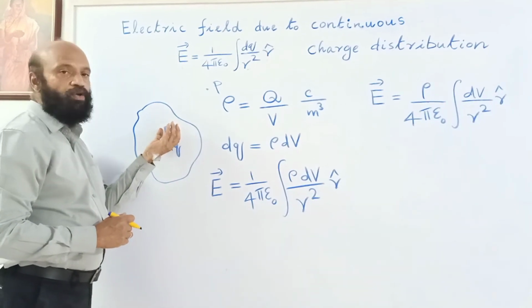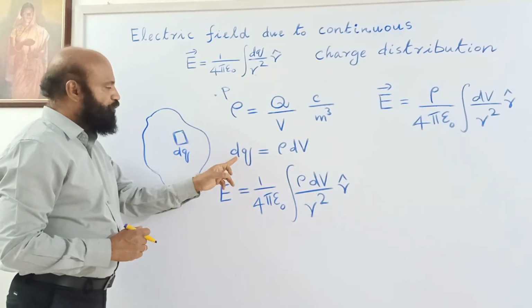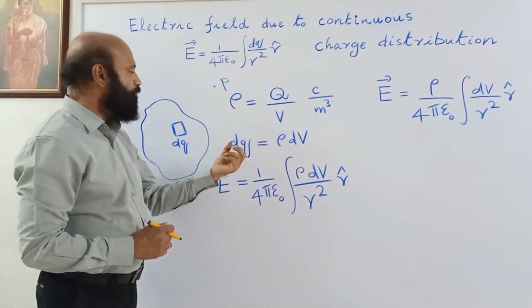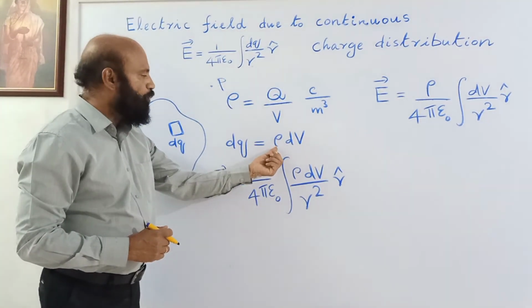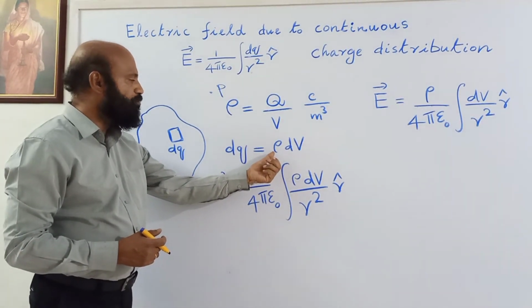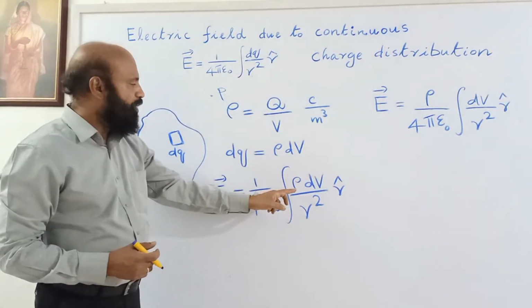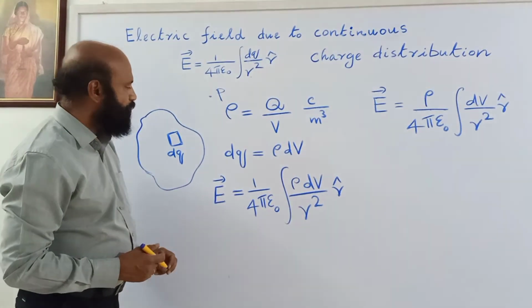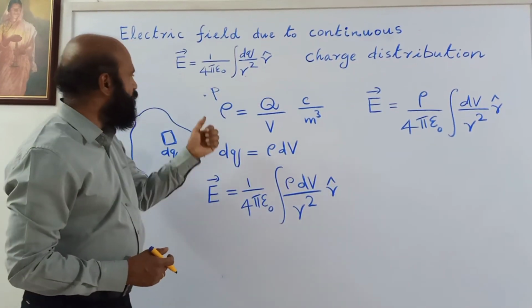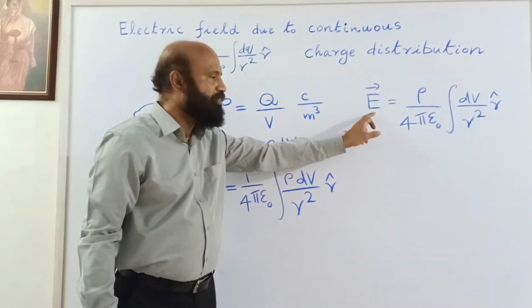Charge on this infinitesimally small charge element is dq. dq is equal to rho dV, where rho is the volume charge density. For this dq, we can write rho dV. Then this rho can be taken outside. So we can get the field here due to this volume charge distribution by this expression.